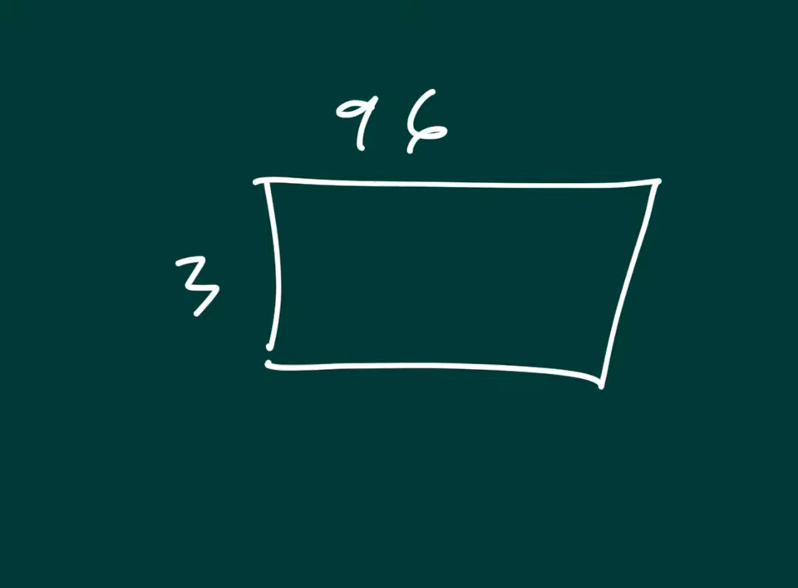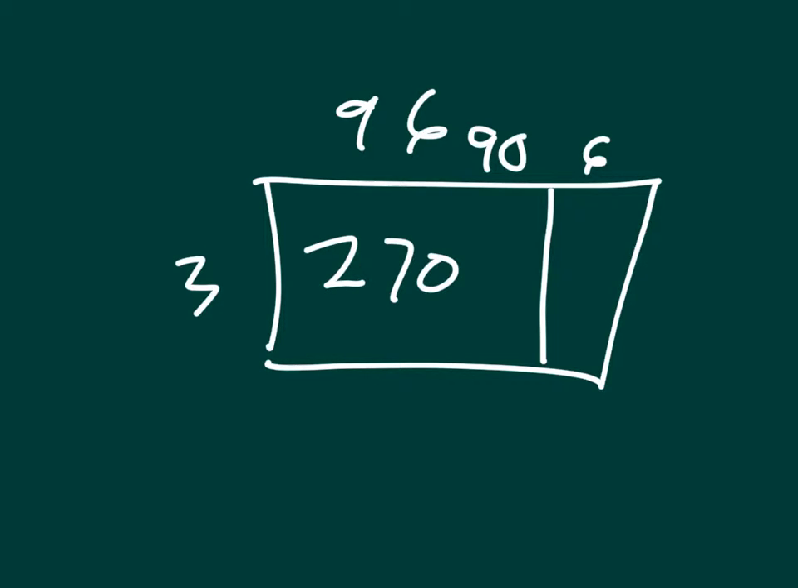So then they've got 96 times 3, and I don't know how they might do that, but there might be a kid who just says, I know 90 and I know 6. 90 times 3, I know 9 times 3 is 27, so 90 times 3 is 270, and 6 times 3 is 18. That is $288.